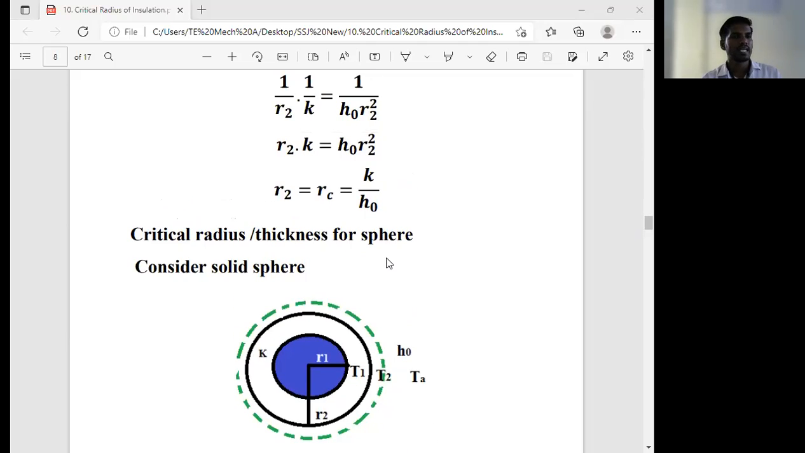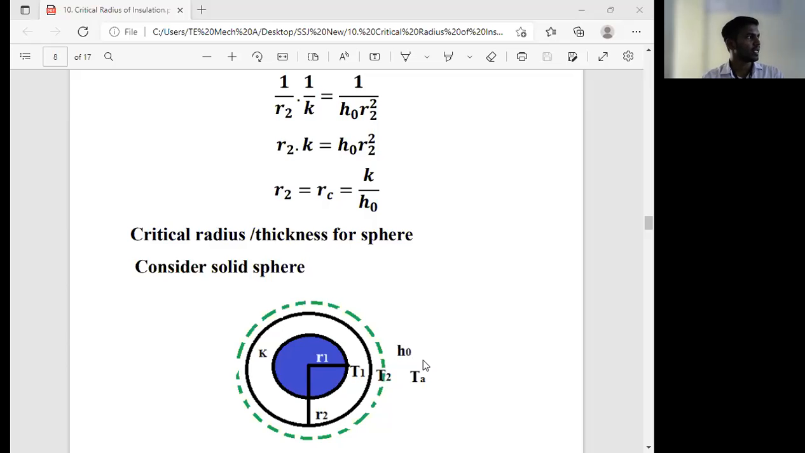Okay, now what is the equation for this? Tell me. Q is equal to, for the sphere, what will the equation be? What will be the numerator? Q is equal to T1 minus TA divided by how many resistances are there? 2 resistances are there. So first resistance due to the insulation, second resistance due to the air. So what is the resistance of the insulation? This is a sphere. So what is the resistance for the sphere?